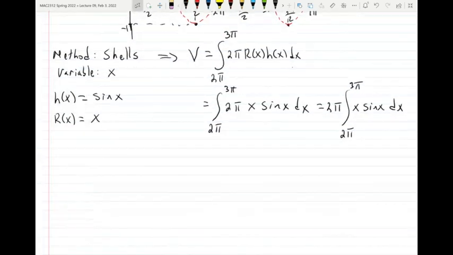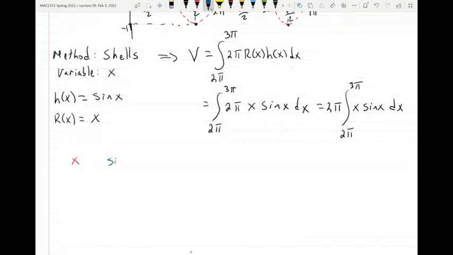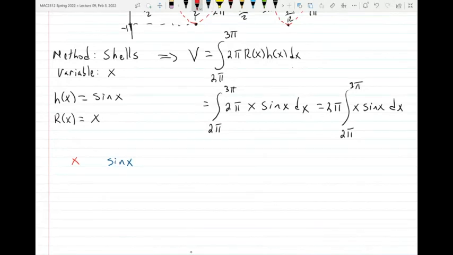Here we have x times sine of x. I pull out the 2 pi, okay? So I'm going to put x here. I'm going to put sine of x here, and then take derivative. And here I take integral. Integral of sine. What's the integral of sine? Negative cosine. And the integral of negative cosine, that's negative sine. So we do this and this.